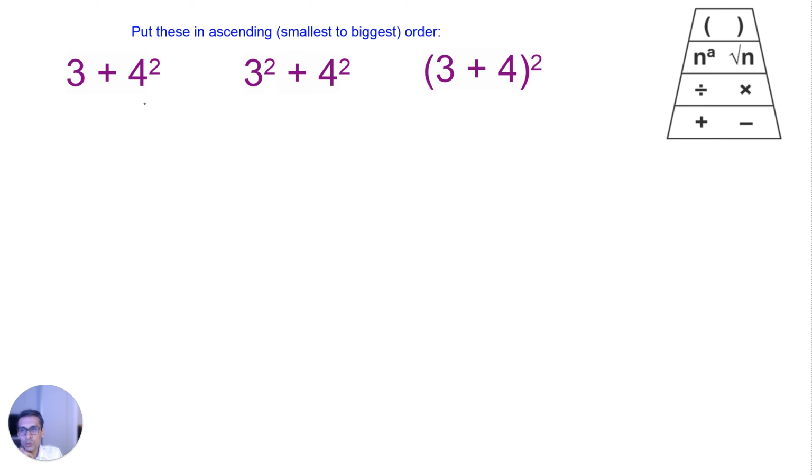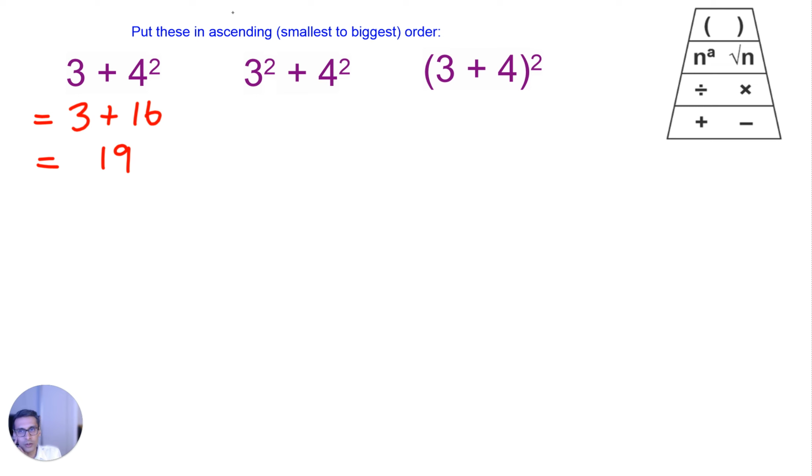So question 1, we know we've got a 4 squared here. Now 4 squared is the same as 4 times 4. When you square something, you multiply by itself. So this becomes 3 plus 4 times 4, which is 16. Remember, we're going to do powers and indices first. So 3 plus 16 is going to give me 19. I hope you got that.